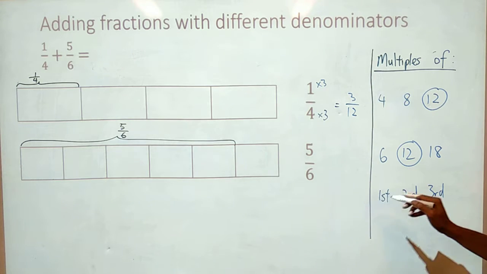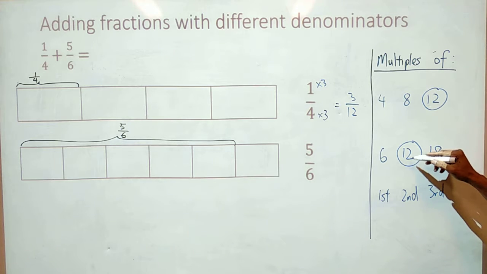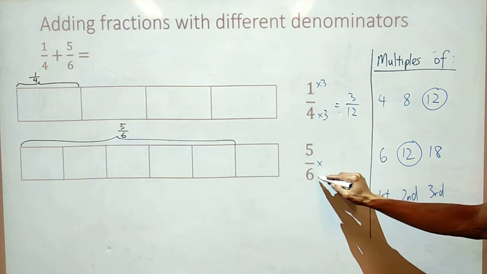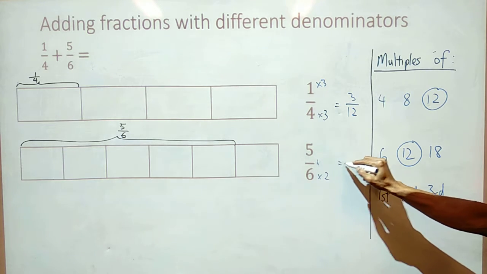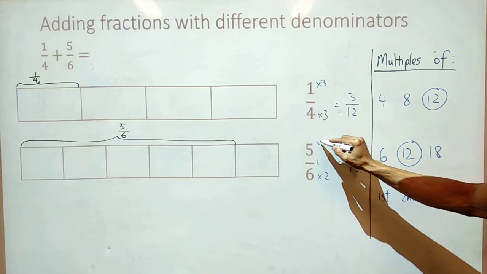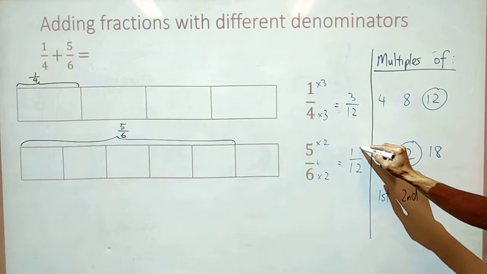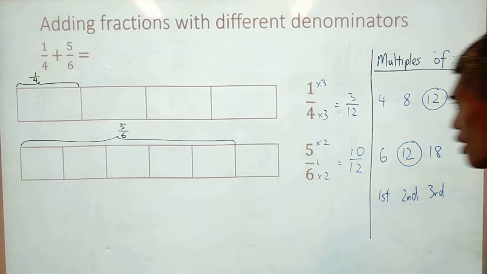With the sixes, you notice that the second multiple gives you 12. This means by breaking each of the 6 parts into 2, I end up with 12 parts. And so this means I have to break up each of the 5 parts into 2, and that gives me 10 parts.